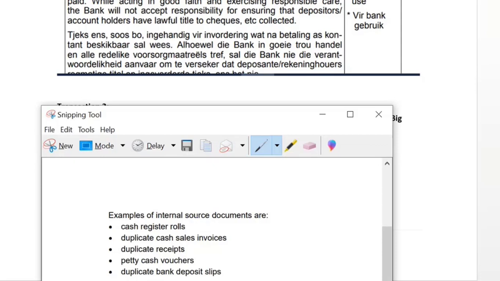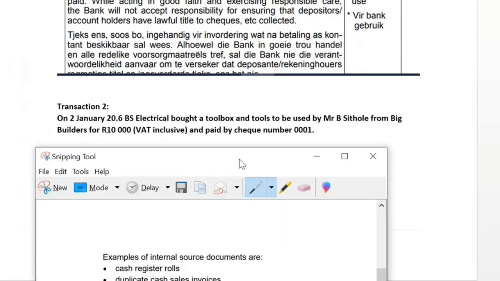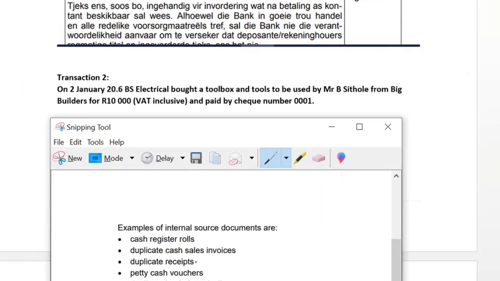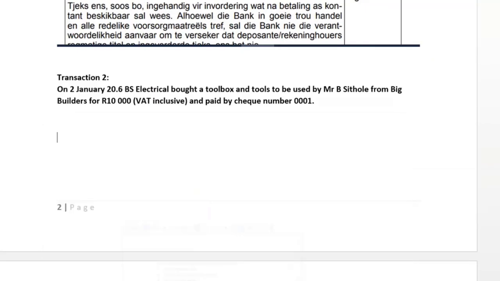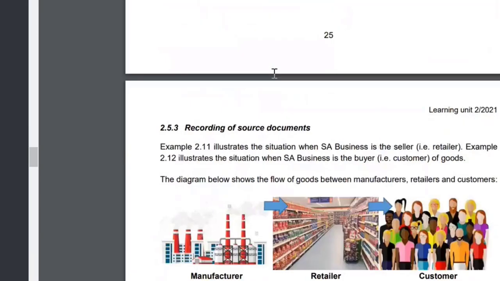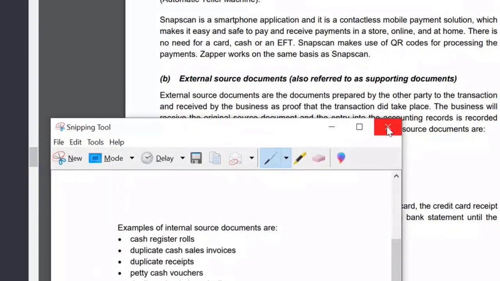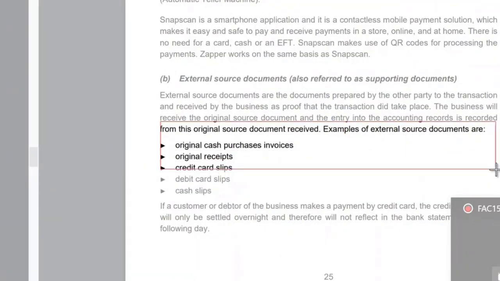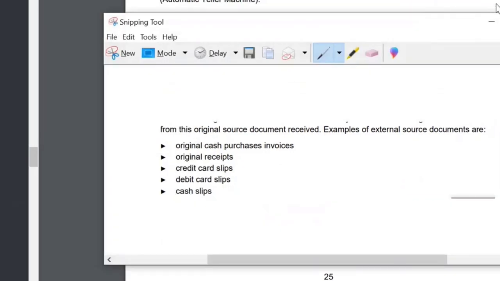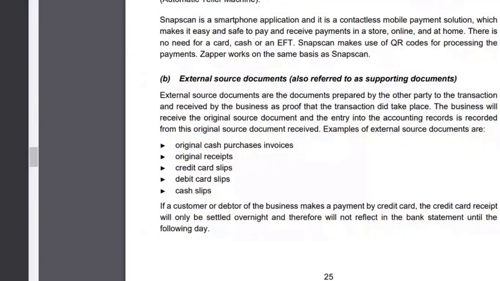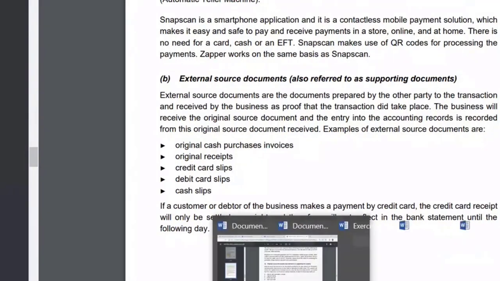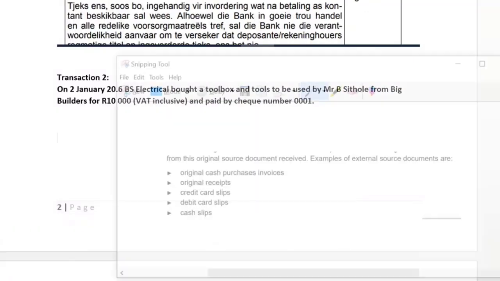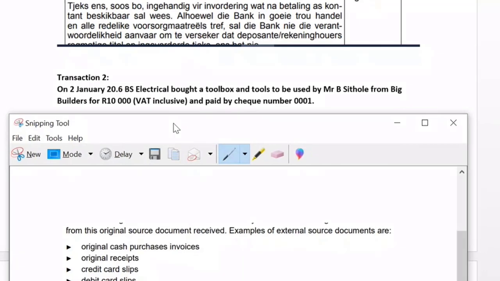In here, it can either be cash register roll, duplicate cash sales invoice, duplicate receipts, petty cash, duplicate bank deposit, or it can be external. Here are examples of the external source documents.